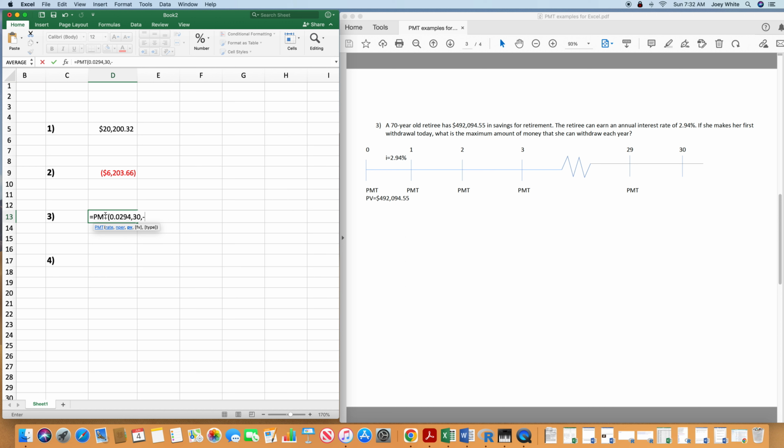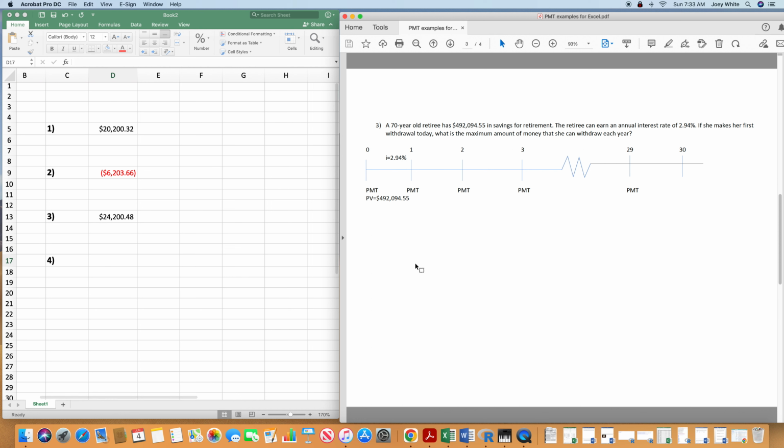So that's 492,094.55, comma. There's no future value because she's expecting not to have anything else when she, well, passes away. So 0. And then type, because this is an annuity due, we need to put a 1. She'll be able to withdraw $24,200.48. Now, in the previous example in the last video, we saw that she was only going to withdraw $14,000, right? But because her savings is actually much higher, she's able to withdraw about $10,000 more. Okay.